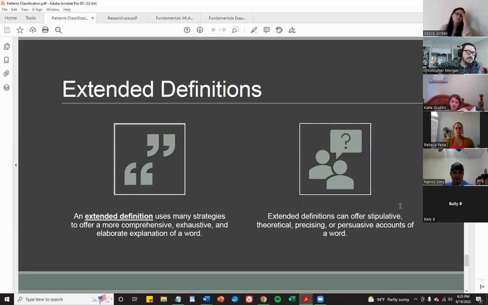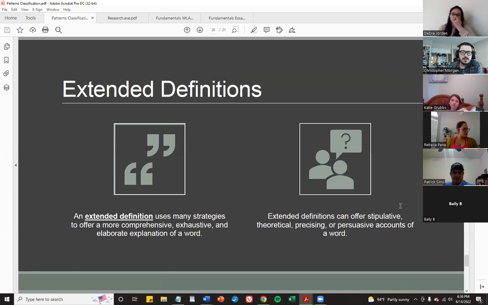These are much more comprehensive and exhaustive. They really elaborate on the meaning of a word, again, sometimes engaging in argument or narrative. They can offer stipulative definitions, which are when you're defining a word for the first time, or a theoretical definition, where maybe you're taking a word or a phrase and defining it in a new context. There was a time before Einstein when the words special and relativity didn't mean what they mean together until he defined a specific concept, right? Now special relativity refers to a whole host of concepts associated with quantum physics, you could say.